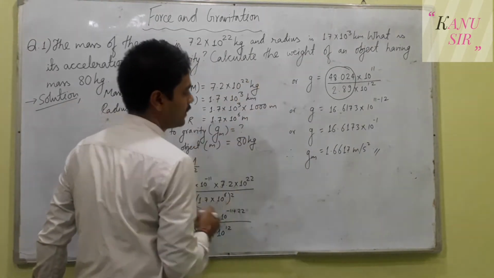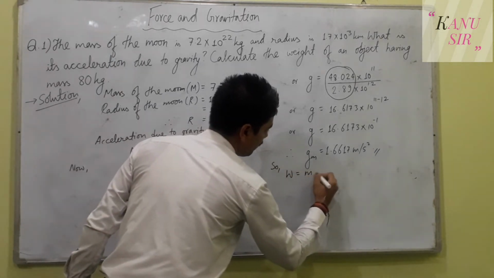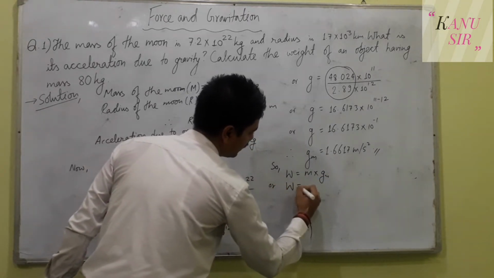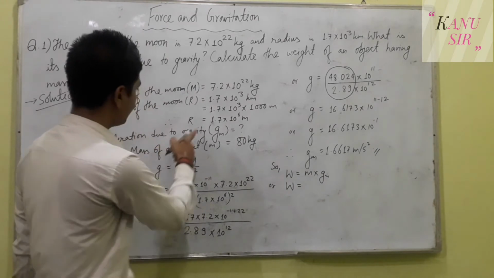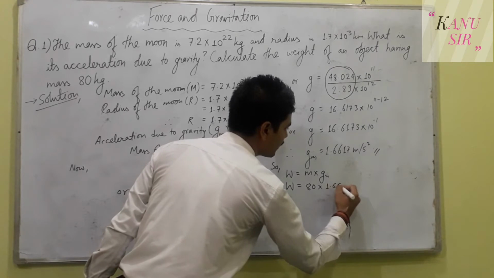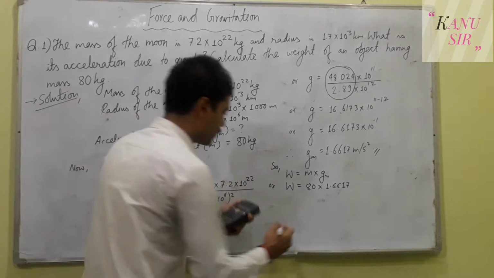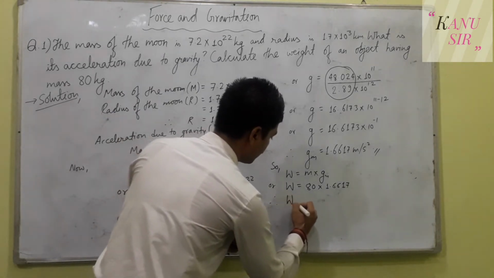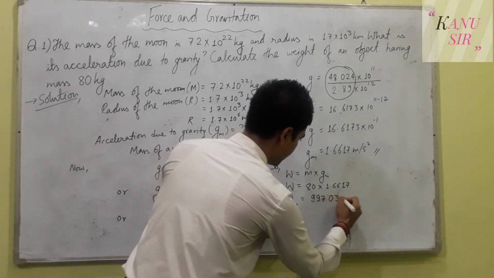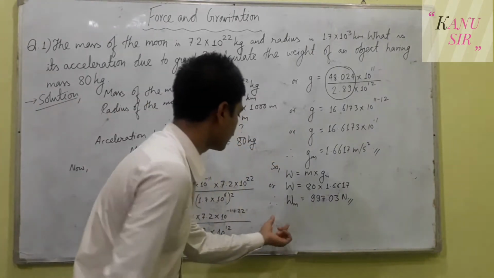And the next question is to find the weight of an object. So weight of an object is equal to mass into gravity on the moon, or weight is equal to mass of the object, 80 kilograms, into gravity 1.6617. So we'll multiply by 60, and hence the weight of an object on the moon is equal to 997.03 newtons. Still you have to write one more point, the conclusion.